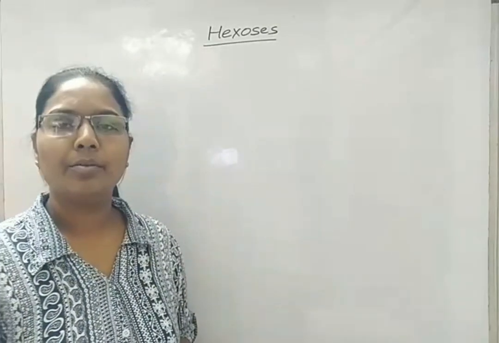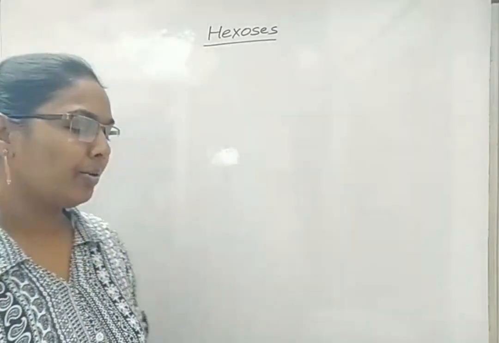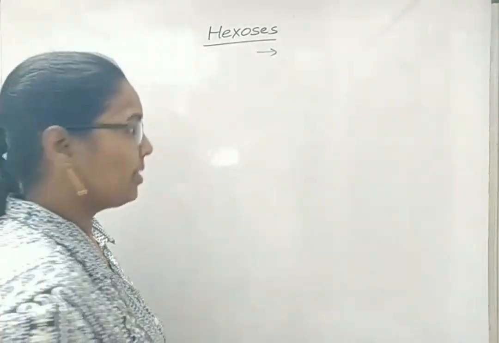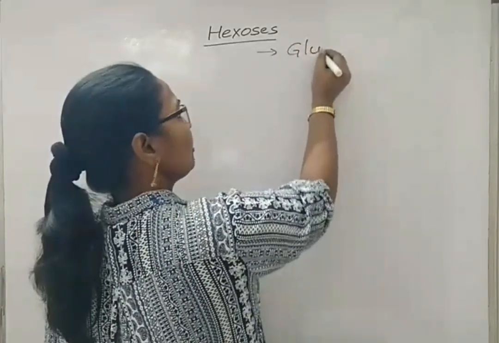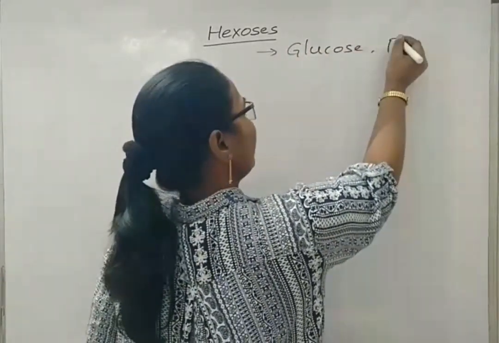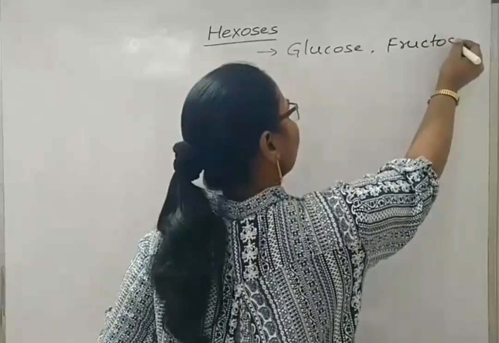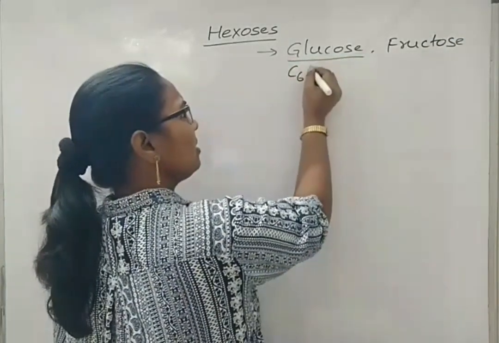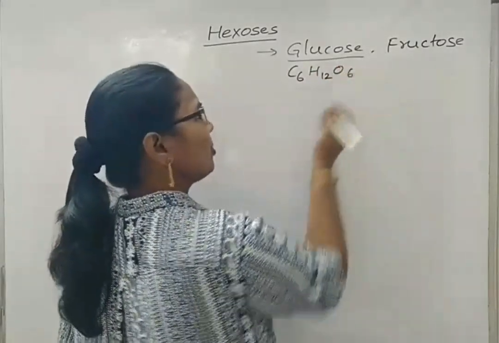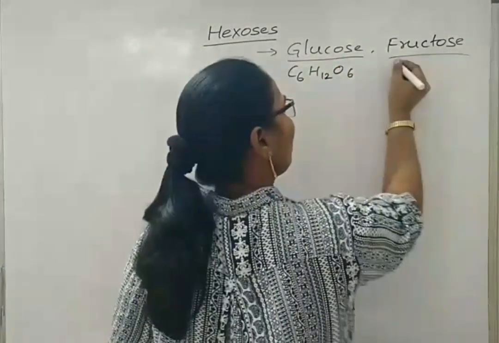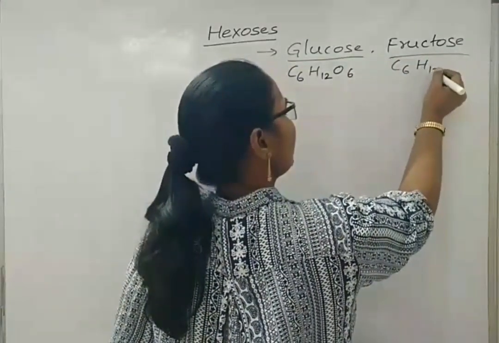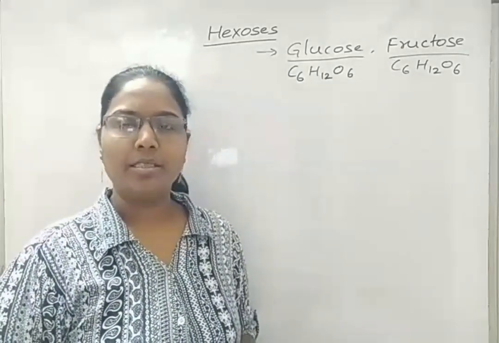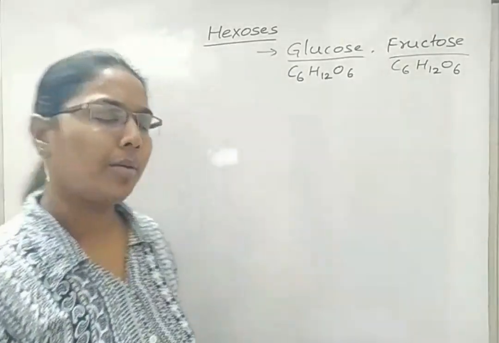Hello students, now we will start with a new topic about hexoses. In our syllabus we have two examples: one is glucose and another is fructose. The glucose formula is C6H12O6 and the fructose formula is also the same, C6H12O6. But there are some structural differences between these two compounds.